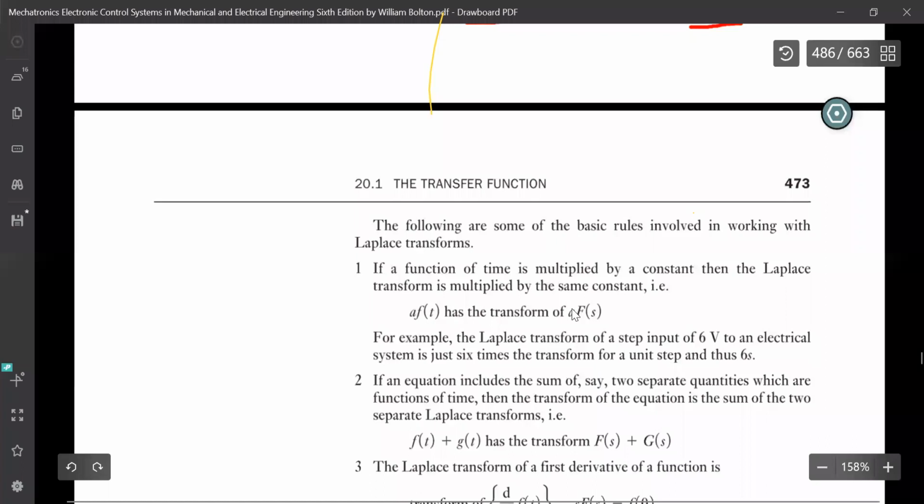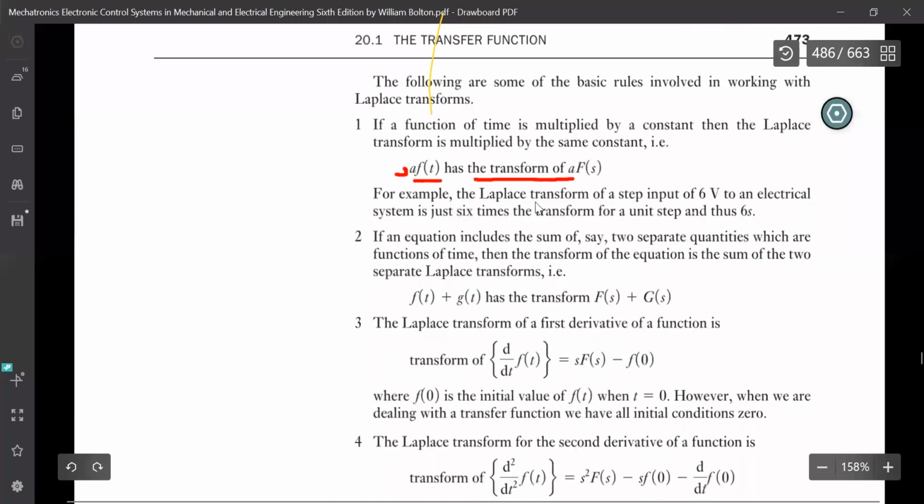Okay. So following in the same line, if a function of time is multiplied by a constant, you can see there is a function of time. If you have a function in terms of time multiplied by a, then similarly your transform function will also be multiplied by that constant. So it would be a times F(s). Okay, so the example you can easily understand. Then I go to the next. If an equation includes a summation, then your transform would also be a summation of two functions.